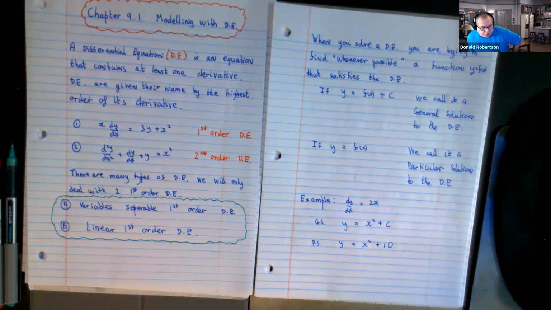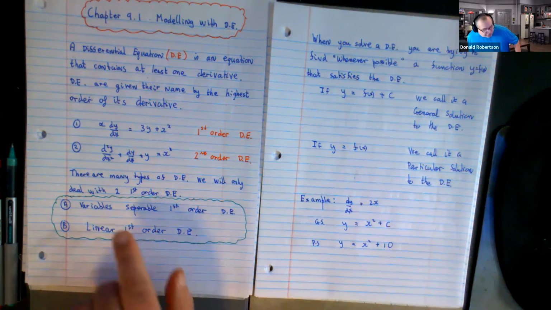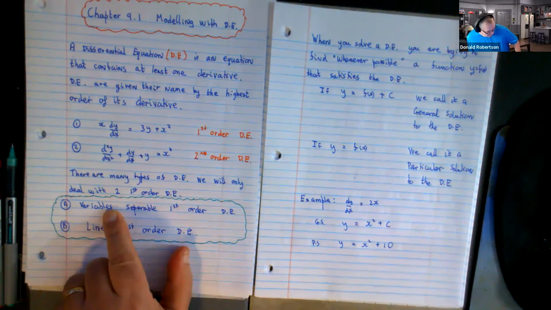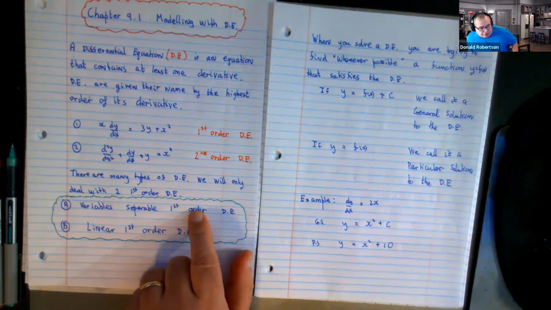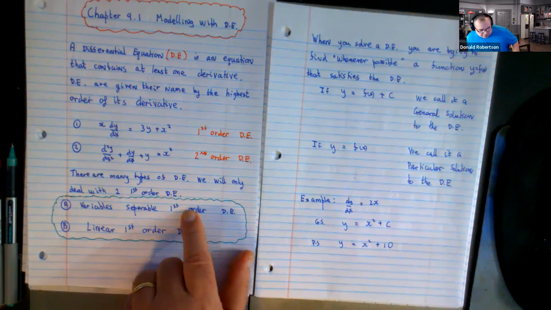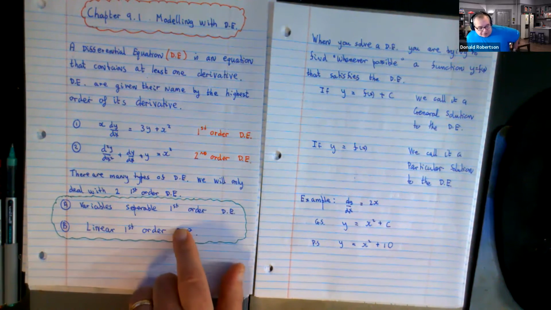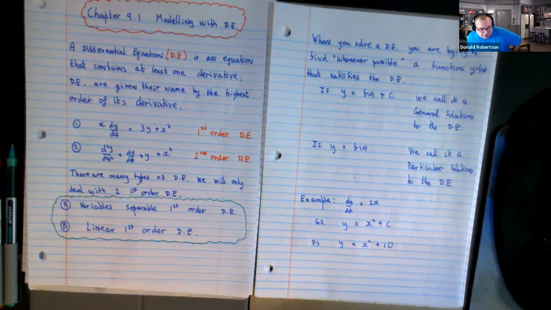We're only going to deal with 2 particular kinds of first order differential equations. We're going to do variable separable, which is what I hope to get to today, which is 9.3. We're going to show you how you solve differential equations that look like this type, variable separable. And then after that, the other one we're going to deal with is linear first order differential equations. Now, that's not the only kind of differential equations, so we won't do them.